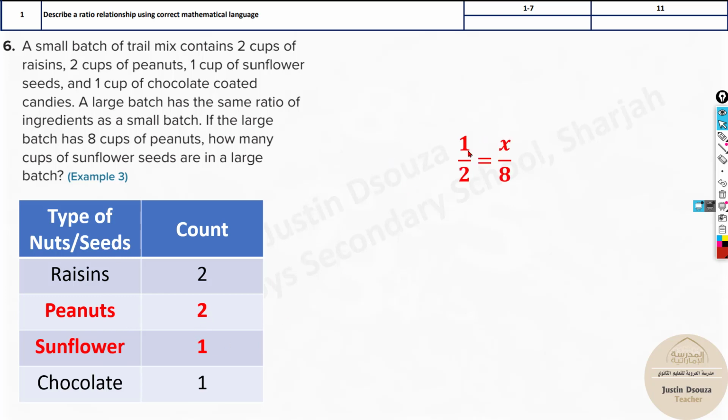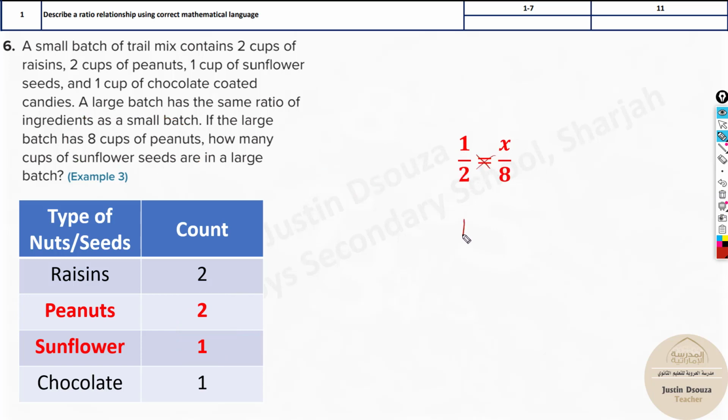Sunflower is written first over here, whichever is required. What is required? Let's see. How many cups of sunflower seeds are required? So whatever is required can be written first. Sunflower seeds, okay? Divided by what is given to us. They have told peanuts. Peanuts is 8. So from this first given part, we can write sunflowers are 1, peanuts are 2. But what we want is when peanuts are 8. So that is what we will solve.